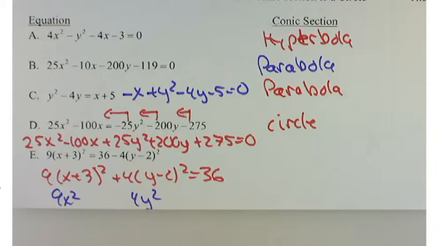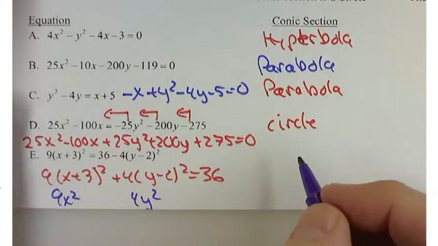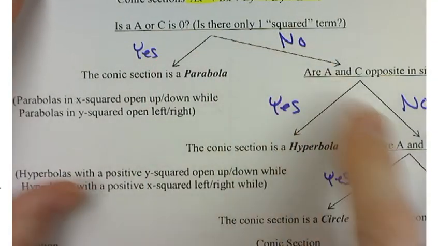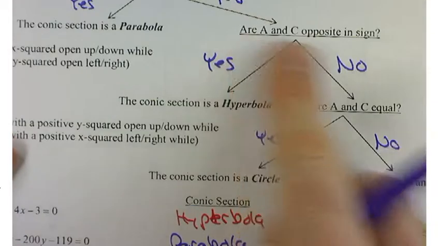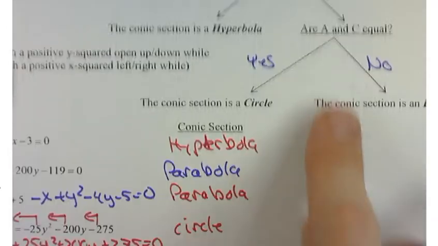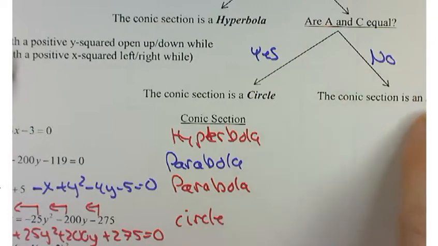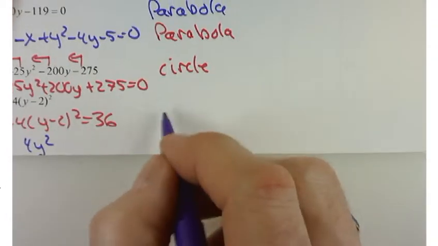Ronnie, what do you think this one's going to be? All right, so we got two squared terms, so we're down here. Are the squared terms opposite in sign? No. So it branches us down to here. Are the squared terms equal? No. So that branches us over to an ellipse. All right. So thank you, sir.